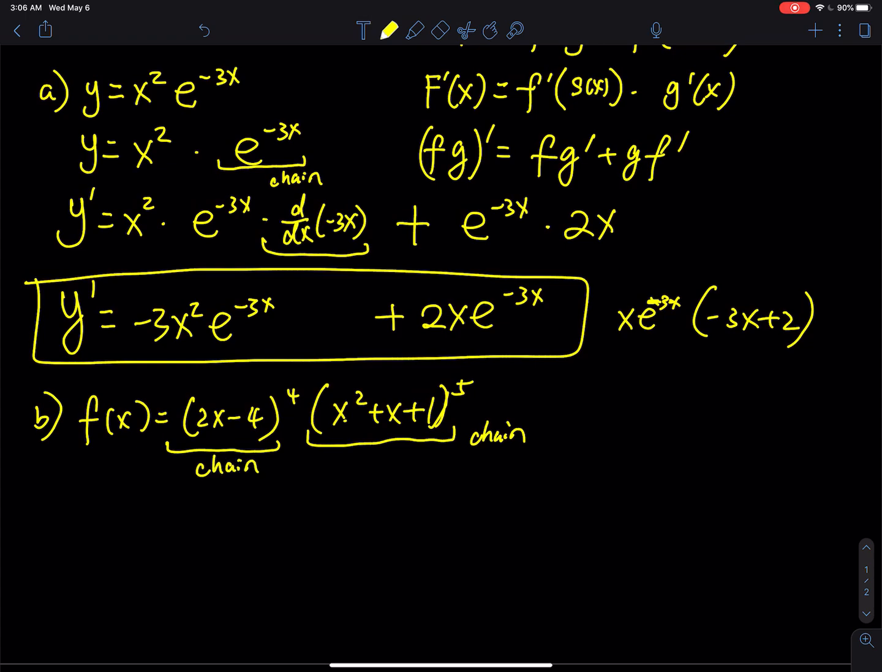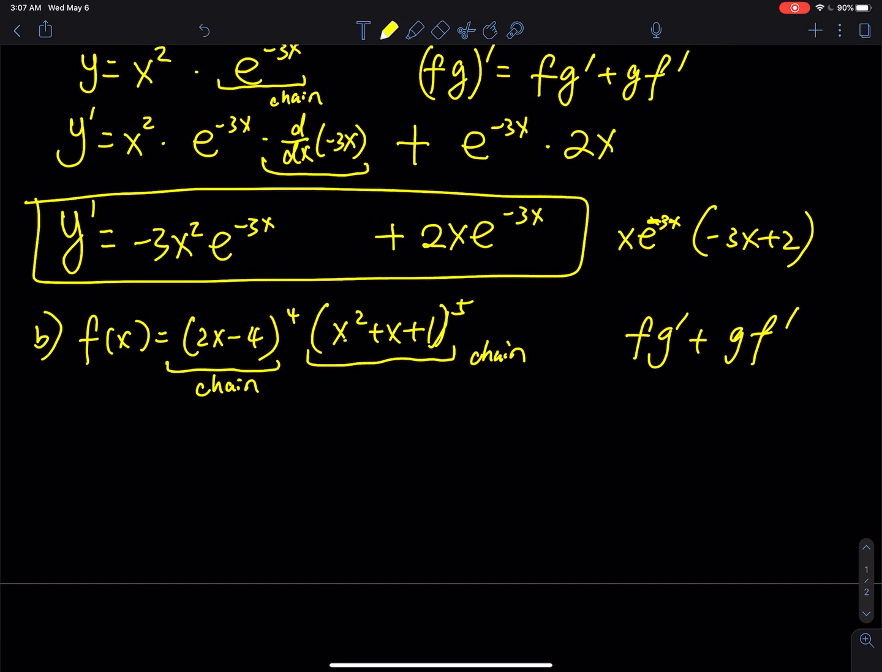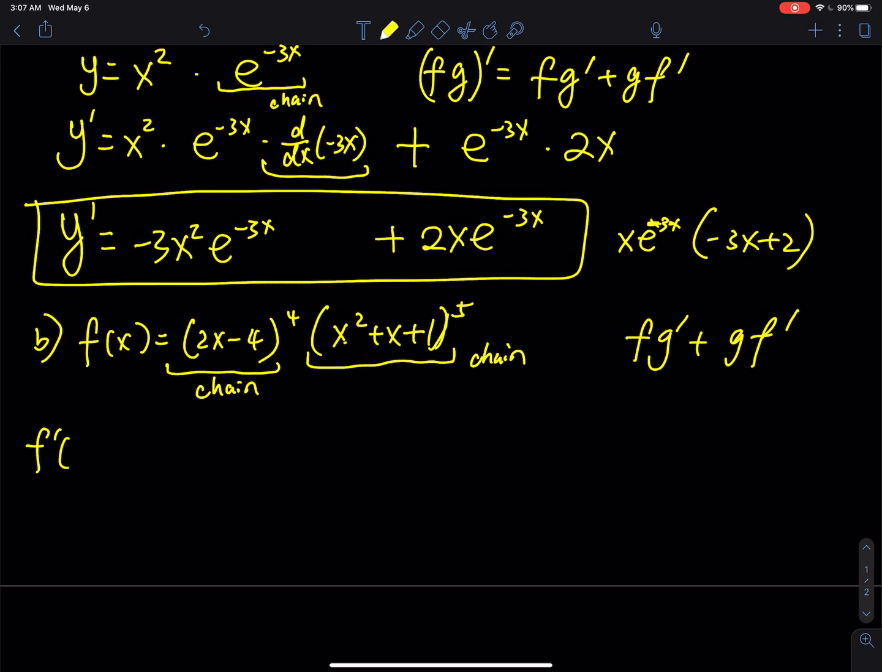So since the overall function is one product times another product, we will have to use the product rule again, which is fg prime plus gf prime. So we have a chain rule inside a product rule. So let's start with f prime of x. So for fg prime, we copy the f, 2x minus 4 to the 4th power.